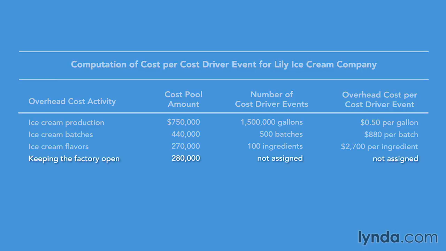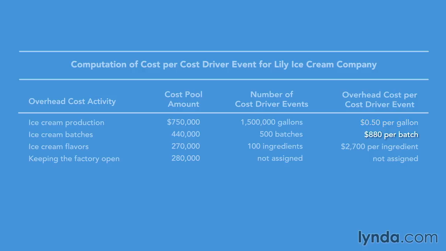Note that the facility support costs listed under the Keeping the Factory Open activity are not assigned under the ABC system because these overhead costs cannot be tied to any specific production action. The 50-cent per gallon overhead cost computed for the operating the ice cream production process activity reflects the cost of the overhead activities that occur with each gallon of ice cream produced, such as electricity, some cleanup, machine depreciation, some maintenance, and some production supervisor oversight.